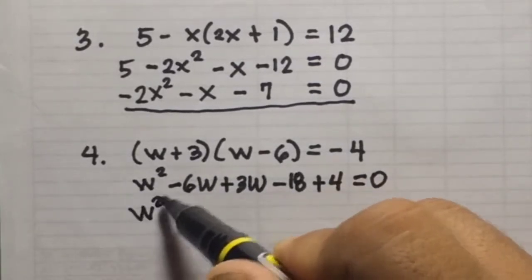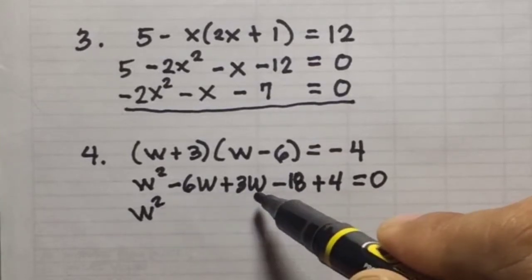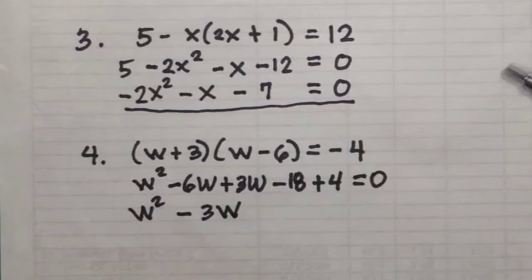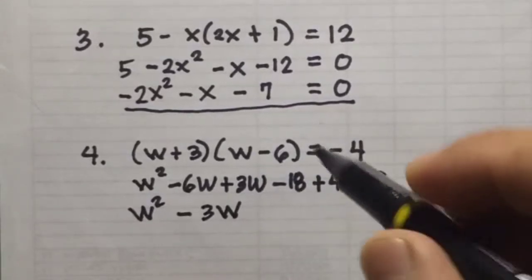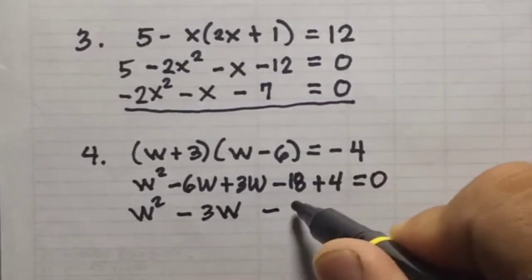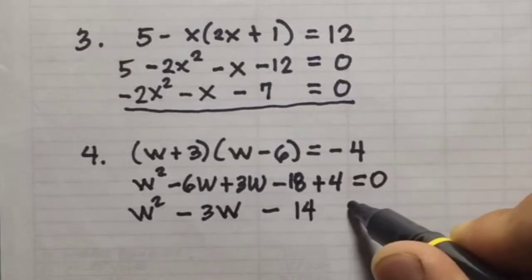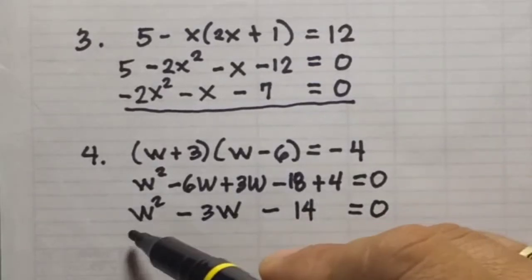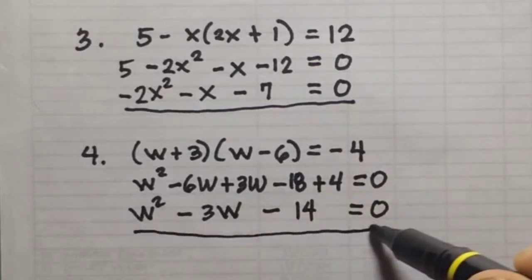Then w squared, then negative 6w plus 3w is negative 3w. Then negative 18 plus 4 is negative 14. Then this will be equal to 0. So this is now in its standard form.